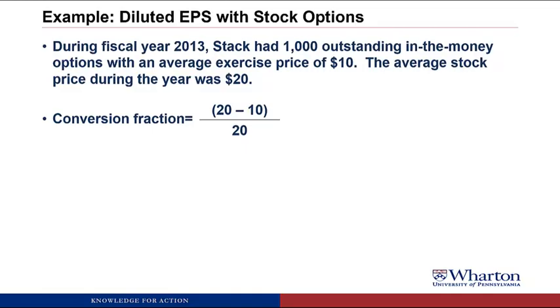Our conversion fraction is going to be 20 minus 10, so the average price minus the exercise price, divided by 20, which is 0.5.